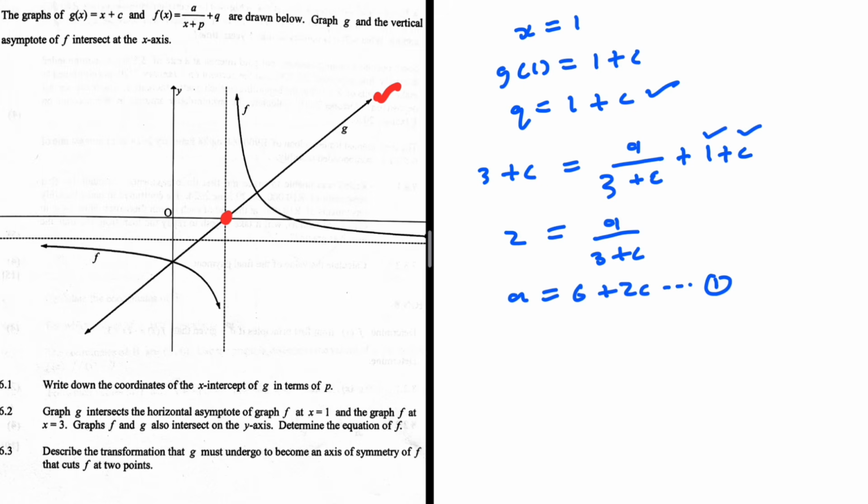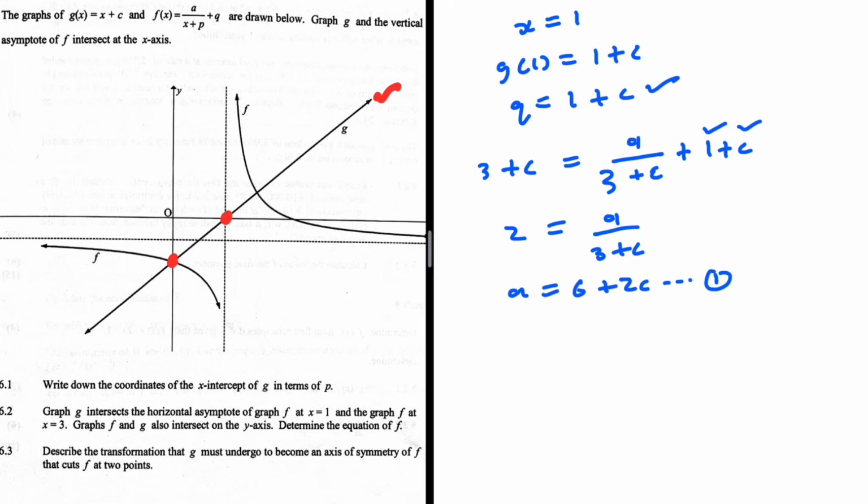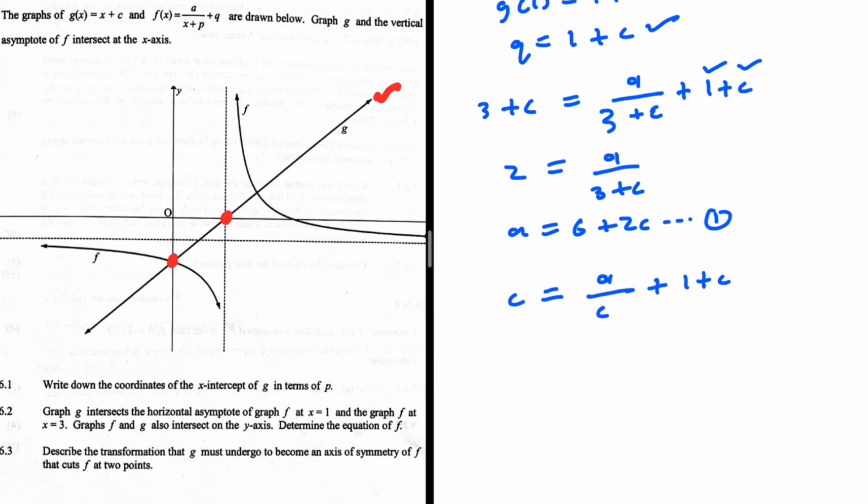And then another piece of information: graphs f and g also intersect on the y-axis. It looks like it's that point on the y-axis where they intersect, and x is equal to 0, right? So if x is equal to 0 at that point, we know we're going to have x plus c for g of x, which will just give us c because x is 0. And then for f of x, we would have a over 0 plus p, right? But p is equal to c, so c is equal to a over c, and then plus q. We know fully well that q is 1 plus c.